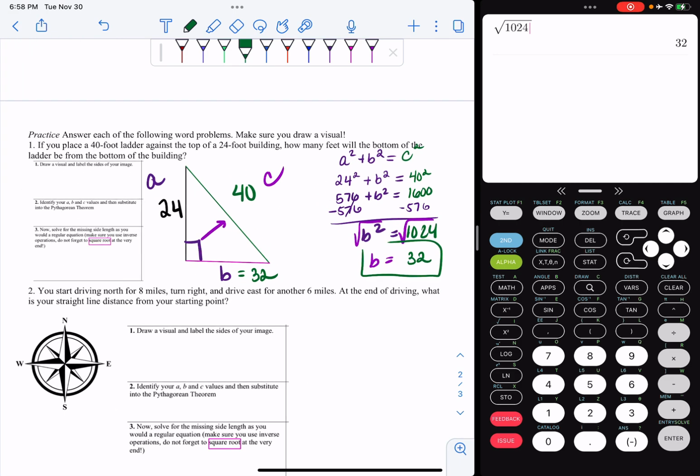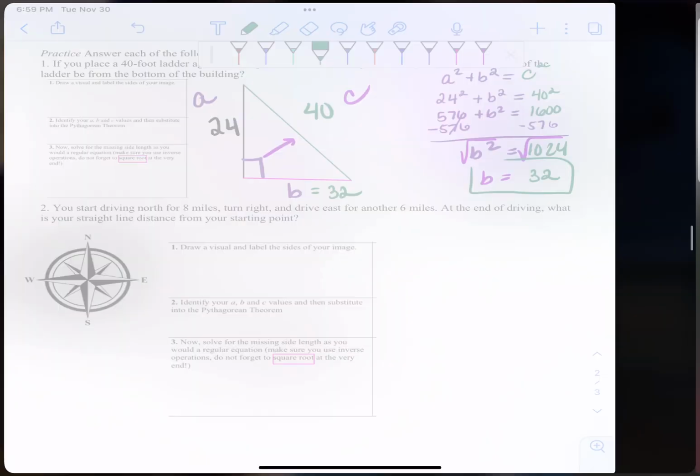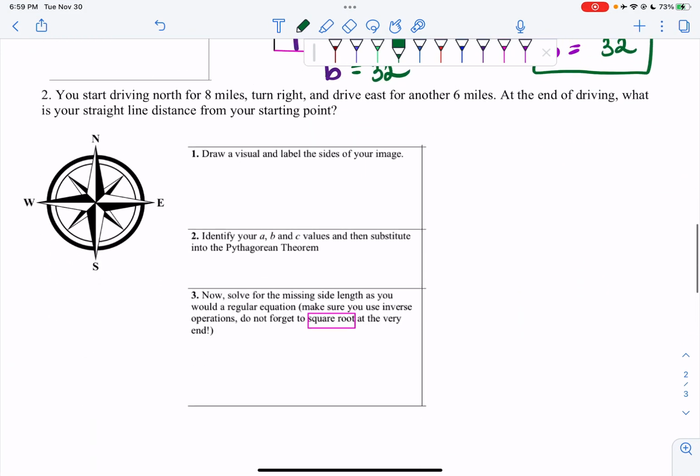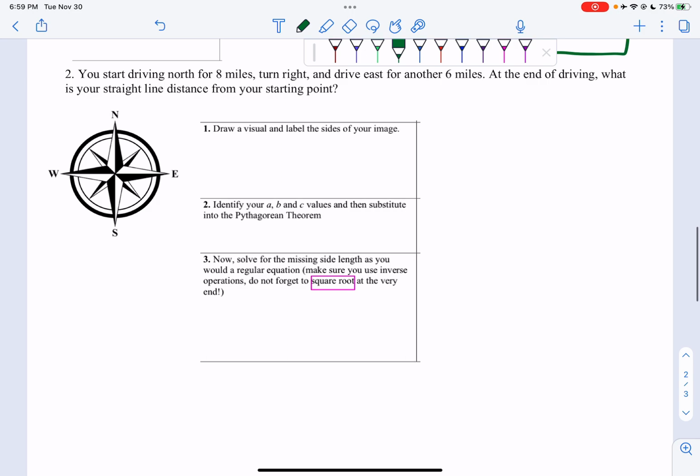Question number 2. You start driving north for 8 miles, turn right and drive east for another 6 miles. At the end of driving, what is your straight line distance from the starting point? So it's very important that we use this compass to help us. Whenever I see these problems with north, east, south, and west, I just put a dot on my paper. I start driving north. So if I look, I'm going up in this direction.